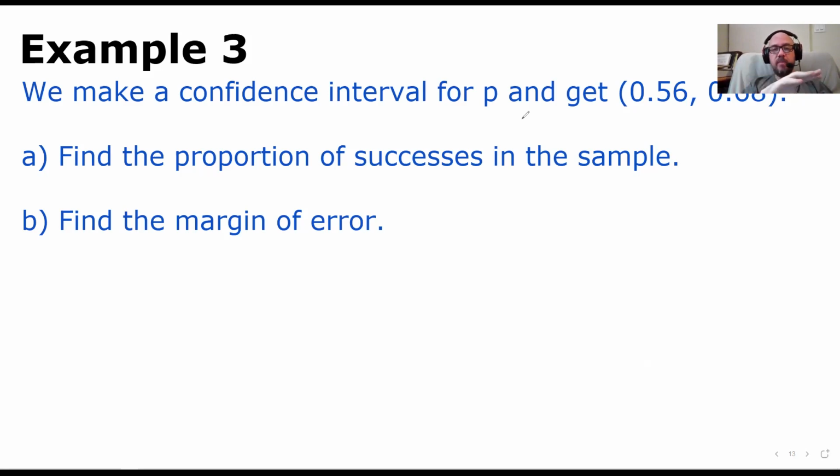So let's say I make a confidence interval for a proportion, and I get this for my confidence interval, 0.56 to 0.68. I want to know what is p hat and what's the margin of error. To understand what this is, you really have to be able to reconstruct, or to understand how a confidence interval is constructed.